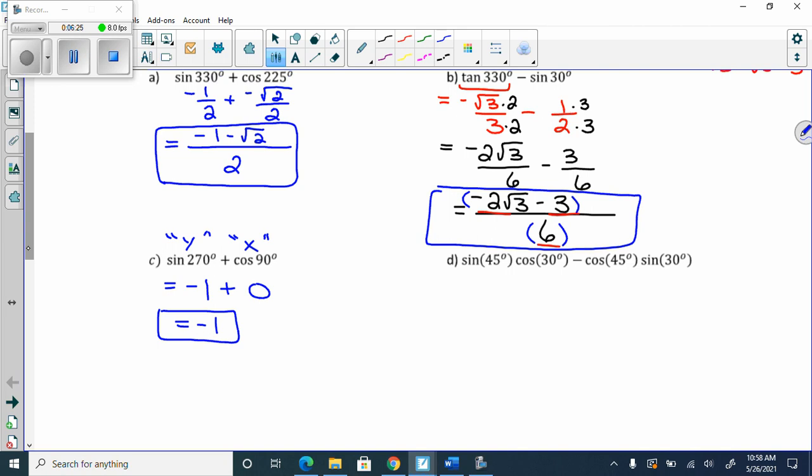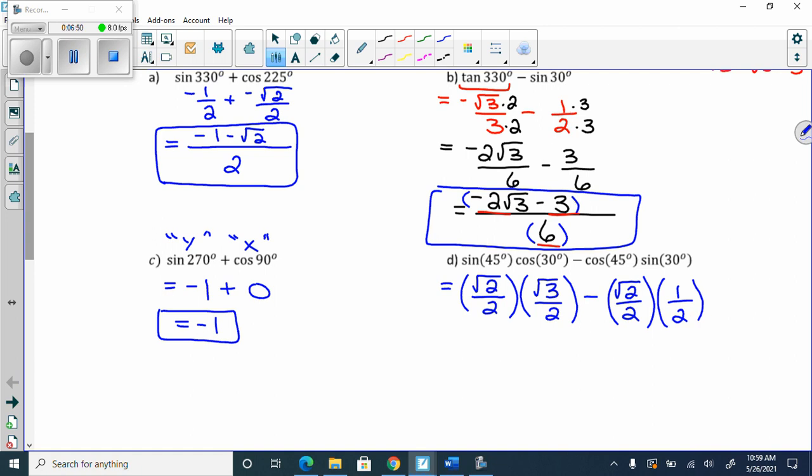So sine of 45. What's the y at 45? Root 2 over 2. What's the cos at 30? Root 3 over 2. What's the cos at 45? Root 2 over 2. And what's sine at 30? 1/2. The great thing about the sum and difference formulas for sine and cos, which you don't know yet, is they always get you common denominators. So you don't have to make common denominators next year, which is great.